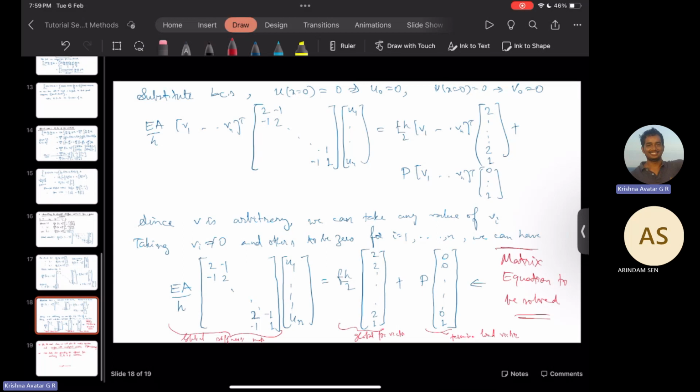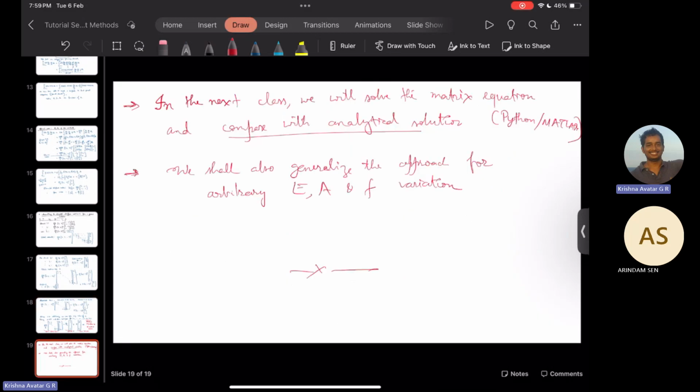Okay, so then we outlined what we'll be discussing in the next class. We'll be solving this equation and comparing with the analytical solution using code in Python or MATLAB. And then we shall also generalize the approach for arbitrary E, A, and F variation. So with this I'll be closing today's session. I'll stop recording.